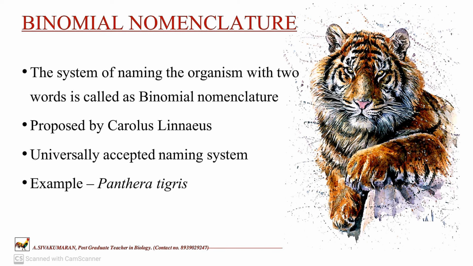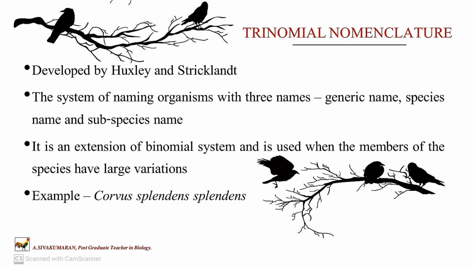Here there is this tiger. Its zoological name is Panthera tigris. In Panthera tigris, the first word Panthera is the genus name, tigris is the species name. Now in your book you are learning one more naming pattern, that is trinomial nomenclature. It was developed recently by Huxley and Strickland. The system names with three names: generic name, species name and subspecies name. So it is actually an extension of the binomial system when the members of the species have large variation.